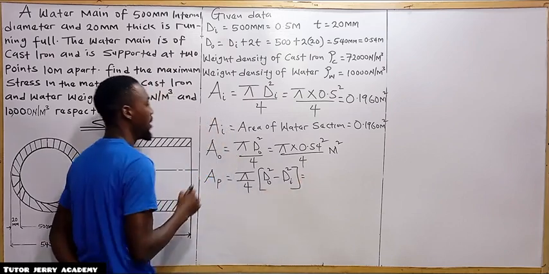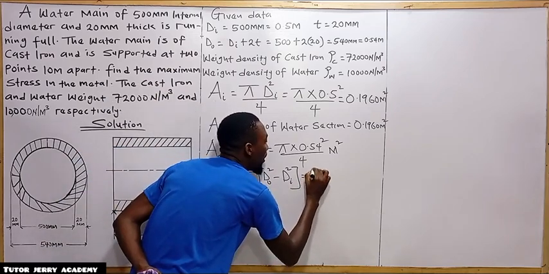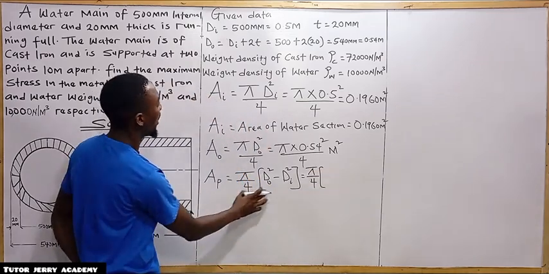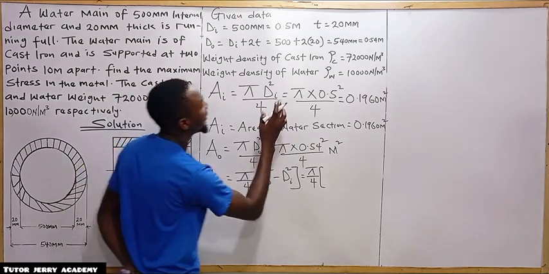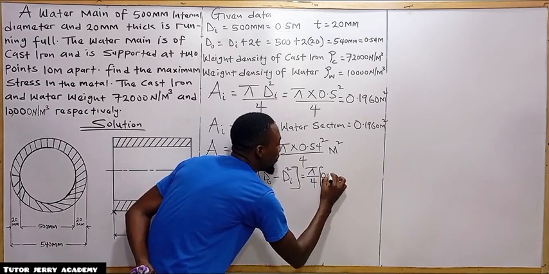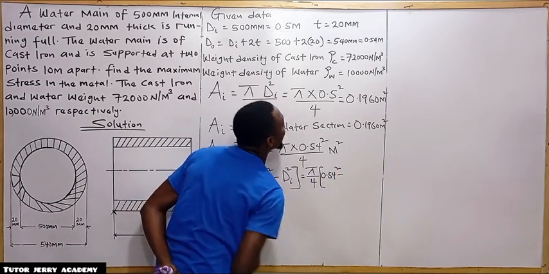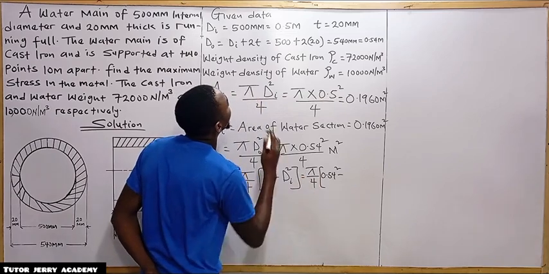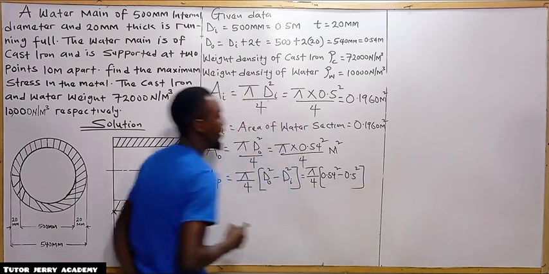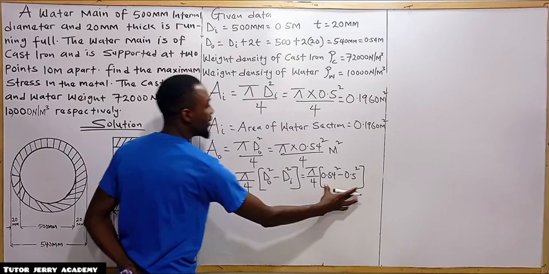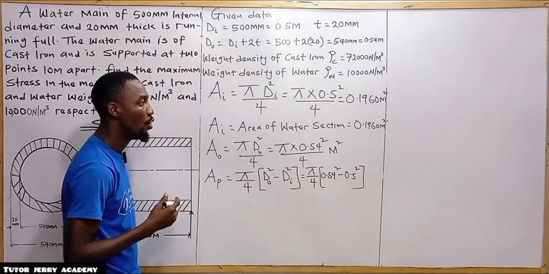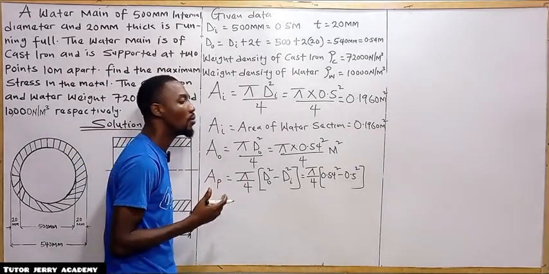All right, so this will be equal to pi all over 4 into our outer diameter, that is 0.54 squared minus 0.5 squared. All right, so if you press this in your calculator, you multiply by pi and you divide by 4, you are going to have nothing but what?